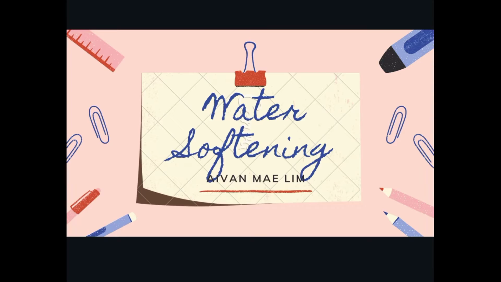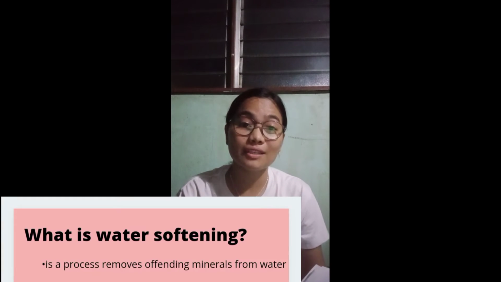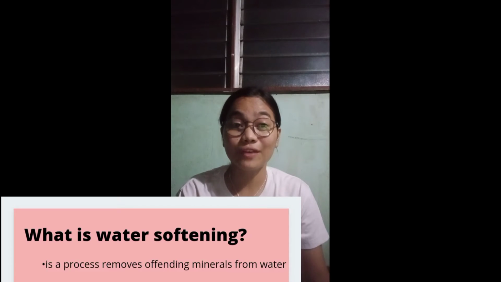So, good afternoon everyone. Today I'm going to talk about water softening. So first, what is water softening? Water softening is a process that removes offending minerals from water. It is achieved either by adding chemicals that form an insoluble precipitate or by ion exchange.